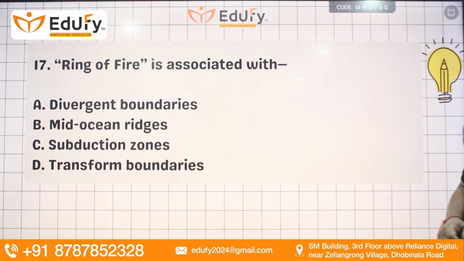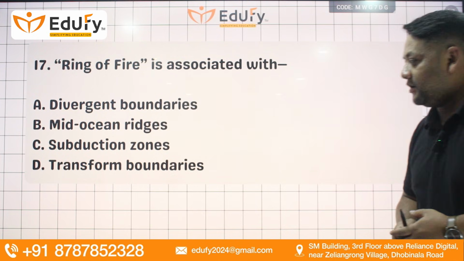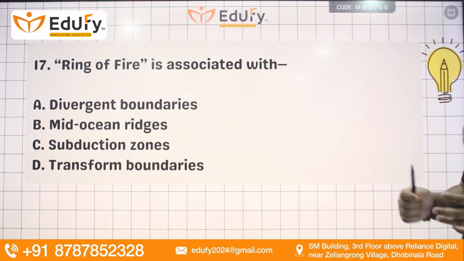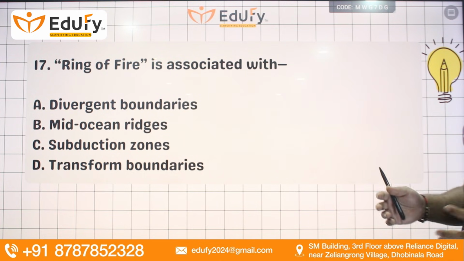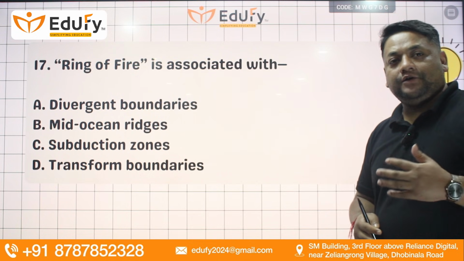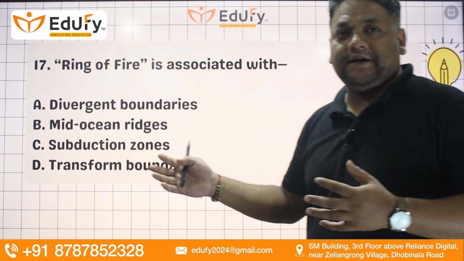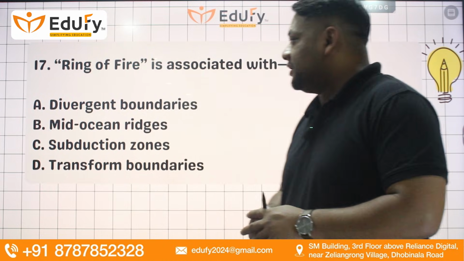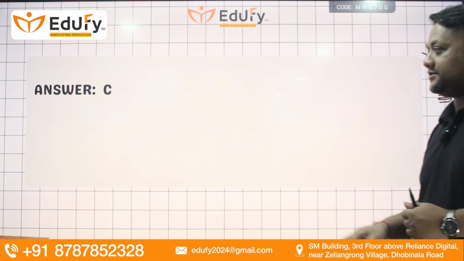Next, the Ring of Fire is associated with divergent boundaries, mid-ocean ridges, subduction zones, or transform boundaries. The Ring of Fire is actually found in subduction zones, where the Pacific plate is going below the Eurasian plate, and on the other side the American plates. So subduction zone is the right answer, C.